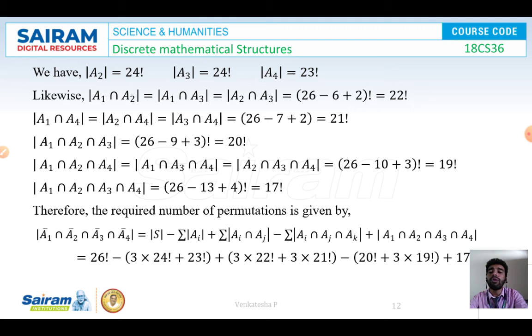Finally, I am going to include all the sets, that is A1 intersection A2 intersection A3 intersection A4 will be equal to 17 factorial. So in this event I will be assuming all these A1, A2, A3, A4 as single blocks. So now I will be incorporating all the values in the equation. So I will be getting the solution like 26 factorial minus 3 times 24 factorial plus 23 factorial plus 3 times 22 factorial plus 3 times 21 factorial minus 20 factorial plus 3 times 19 factorial plus 17 factorial is the required solution for the given problem.